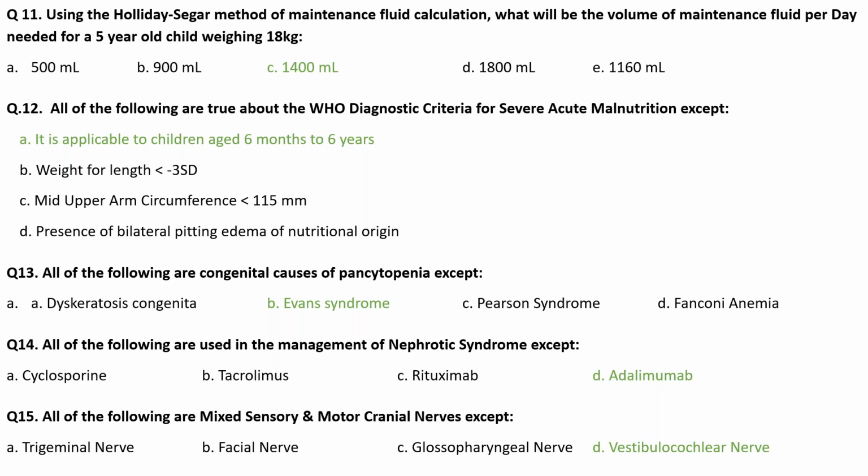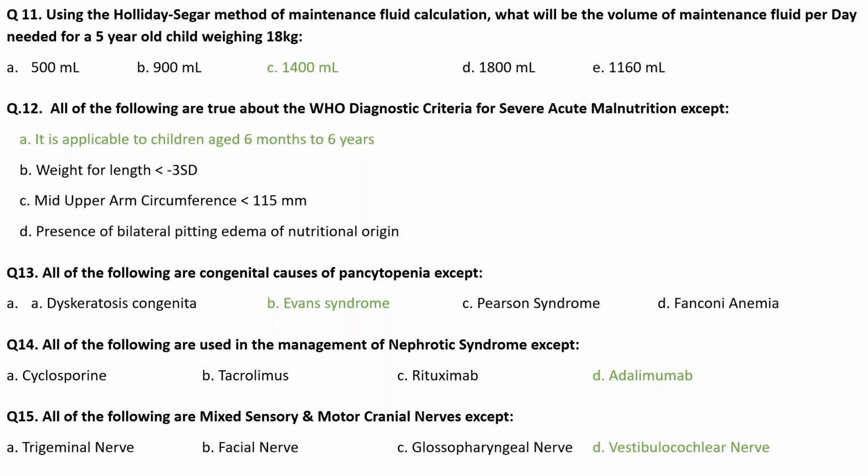All of the following are true about the WHO diagnostic criteria for SAM except. Weight for length should be less than -3 standard deviations. Mid upper arm circumference should be less than 115 mm. There should be presence of bilateral pitting edema. The age group is 6 months to 59 months or 5 years, not 6 years. Okay, 59 completed months, 6 months to 59 completed months. So A is the answer.